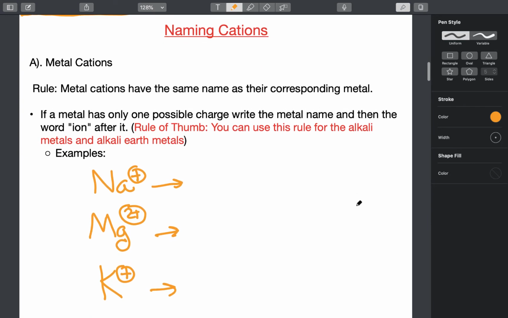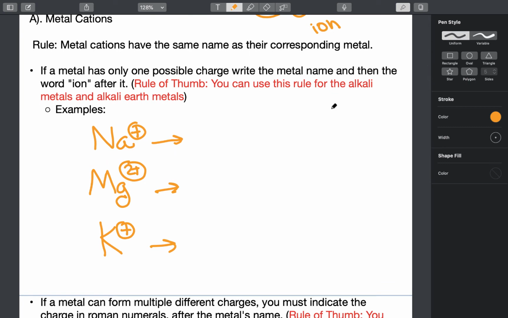Here we have the first thing that we're going to talk about, which is naming cations. So what is a cation? Well, a cation is a positively charged ion. In ionic compounds, metals tend to be the cations, and there are some rules about how to name them. Generally speaking, if you have a metal cation, the name of the metal cation is the same as its corresponding metal. However, there are some specifics with how you have to name the metal depending on its identity.